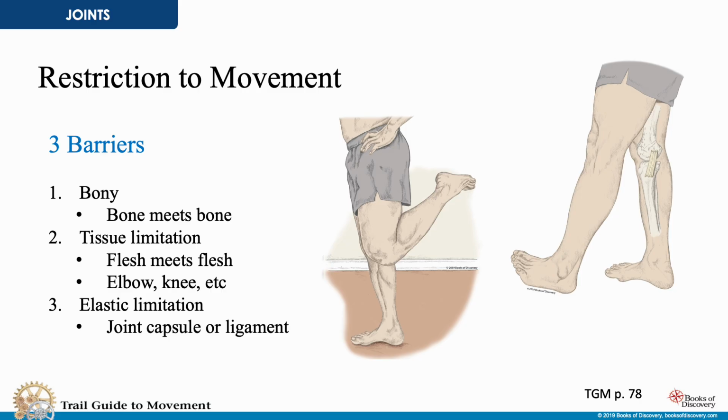One, bony, that's where bone meets bone. Two, tissue limitations, so flesh meets flesh, and that happens in the elbow, knee, etc. And three, elastic limitation, where the joint capsule or ligament causes it to stop.